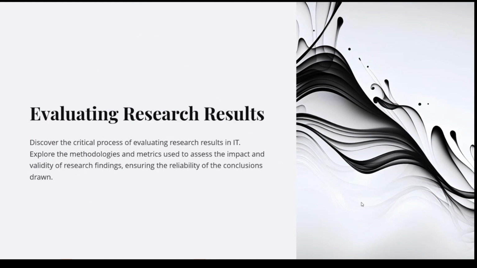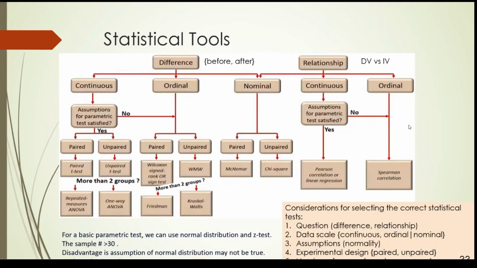So after you have acquired the research result, what do you do with them? You do analysis, right? So the next few slides are actually talking about how you do analysis. So these are the statistical tools that you can use. Now you have to ask yourself, what are you analyzing? Are you looking for differences before and after? Or are you looking if there's any relationship between the variables? These are two very different goals. You want to look for difference or you want to look for relationship.